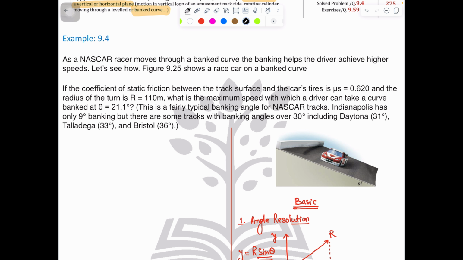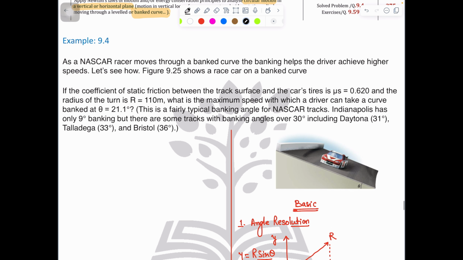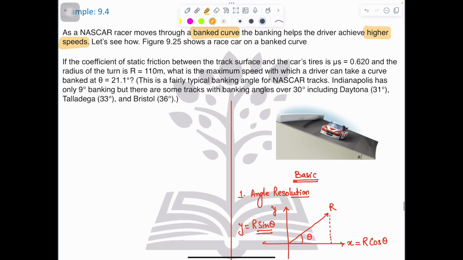As a NASCAR racer moves through a banked curve. Okay, first thing, we have the banked curve. The banking helps the driver achieve higher speed. Okay, this is something very good. V max and V min, these are the two things. Let's see how the figure shows a race car on a banked road. Okay, now you understand this figure. Same thing, theta is there. So you need to find the normal, okay, and then the friction. Only two things you need to apply here and solve it.